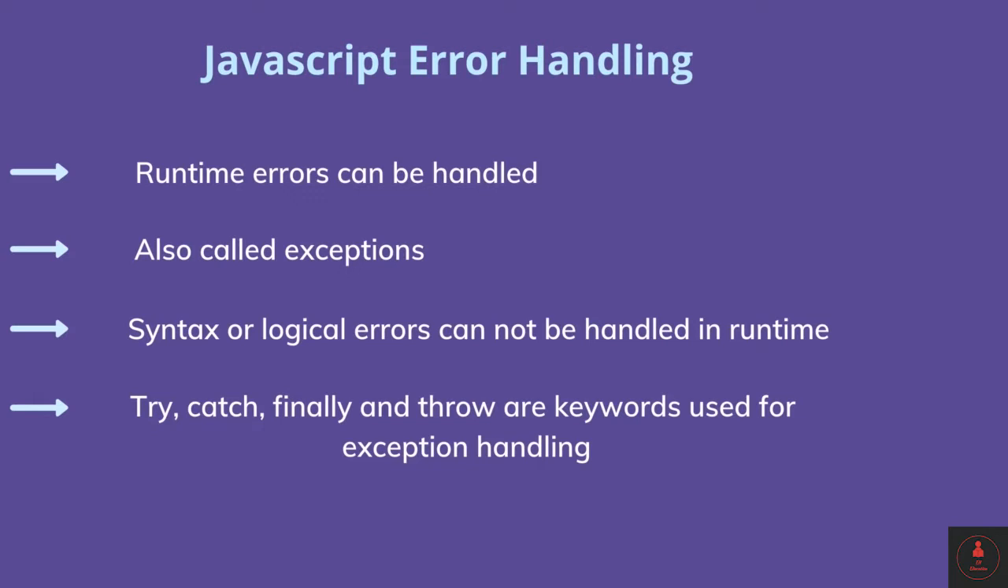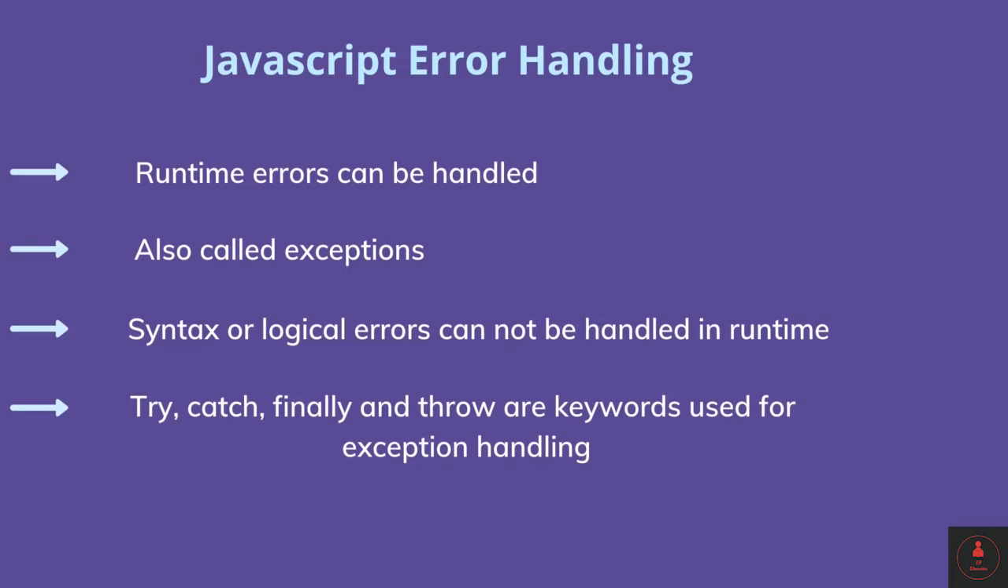At runtime, only the exceptions can be handled. For example, if you have any syntax or logical errors, we will not be able to handle such things. But if it is any runtime error or exception, that can be handled. How? We will use some keywords for that, like try, catch, finally, and throw. Each of these keywords has a different significance.